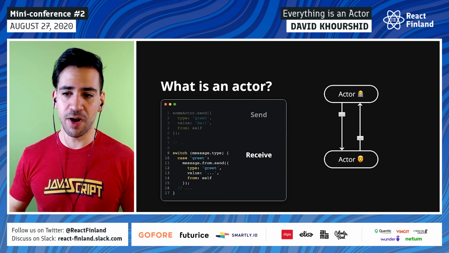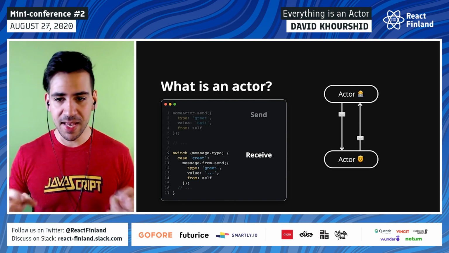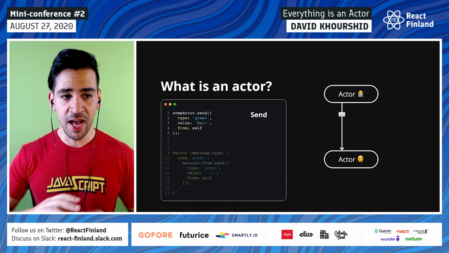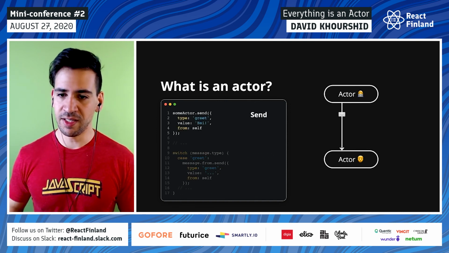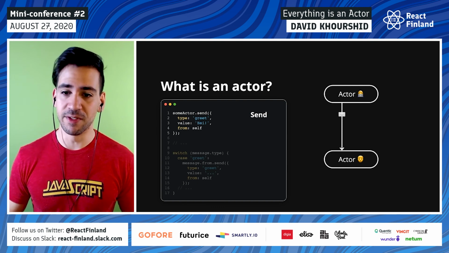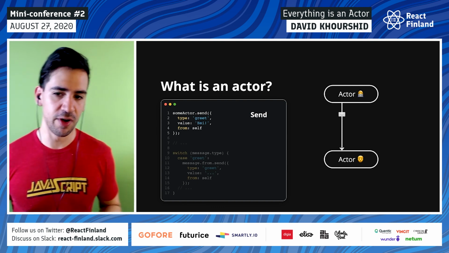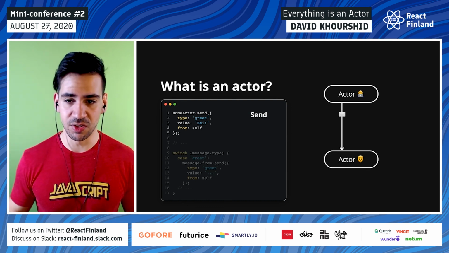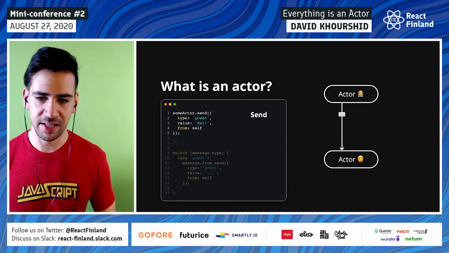So in terms of programming, an actor can send a message or an event or a signal. I use all those terms interchangeably. So an actor can send a message to another actor that it has a reference to. Sending a message in programming is basically a function call. It's exactly the same thing.